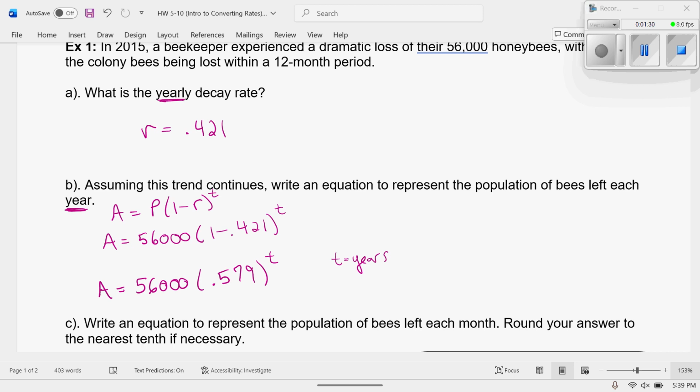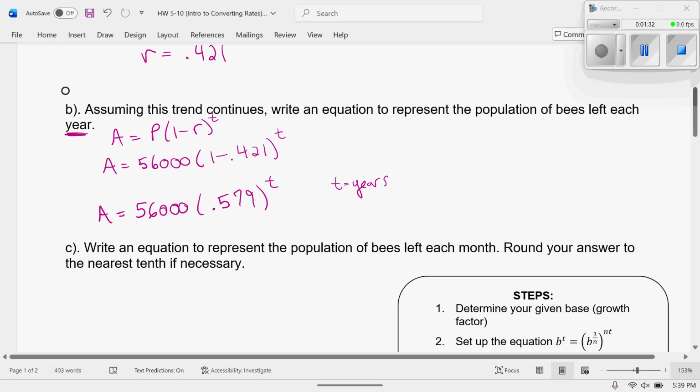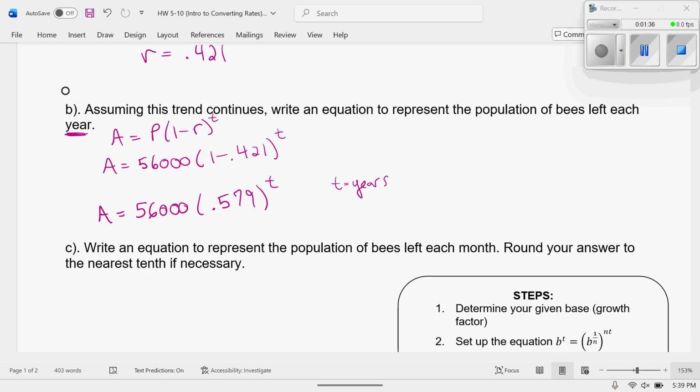and we're writing an equation based on years. Now, they want us to write an equation to represent the population of bees left each month. So for example, if you want to have the population 6 months later, you could put in 0.5 for T because 6 months is half of a year, right? But we could also write an equation with M for months instead of T for years.